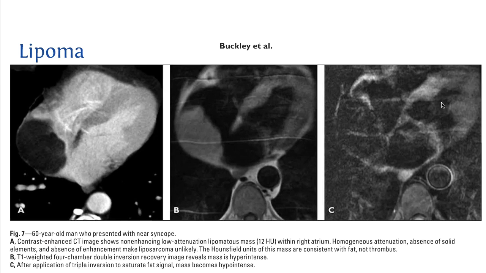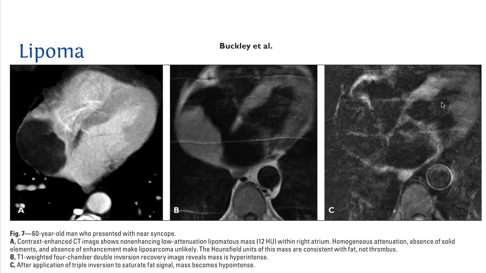Here's an example from Orla's paper, the same paper, showing a cardiac CT. This is post-contrast, showing no enhancement of the fat. Also, the density is the same as the mediastinal and epicardial fat that we can see here. We also have a little bit of fat surrounding the aorta, and it's basically this exact same density.